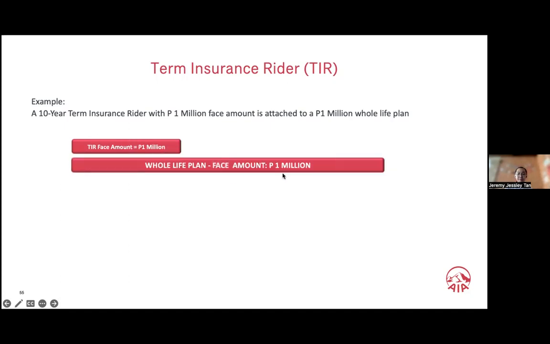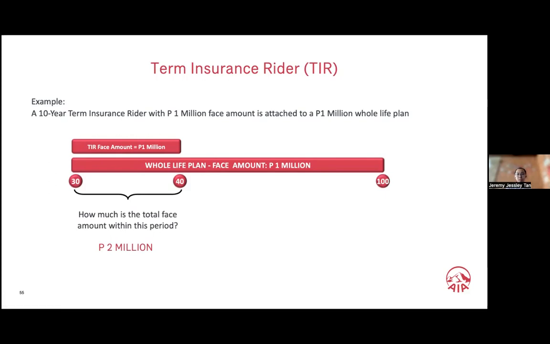So, meron kang whole life plan na 1 million. If you attach a 10-year term rider na worth 1 million din, meaning the first 10 years, covered ka for not just 1, but 2 million. Okay, so, yeah. From age 30 to 40, ang coverage mo is 2 million. Okay, and then after 40, coverage mo is 1 million. Okay. Ano ba yung purpose?